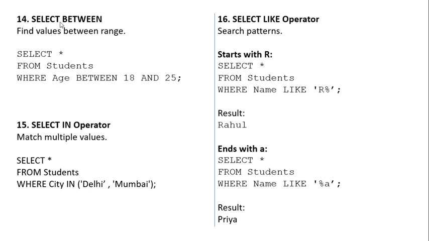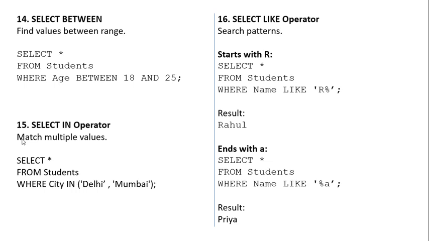14 is SELECT with BETWEEN, which finds values between a range. Use SELECT * FROM student WHERE age BETWEEN 18 AND 25, so the age range is 18 to 25 and the records inside it are printed.